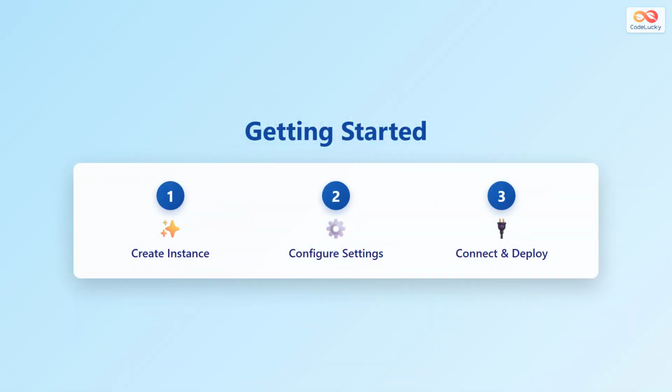Getting started with Cloud SQL is straightforward and involves 3 main steps. First, you create an instance through the Google Cloud Console, choosing your database engine and configuring basic settings like region and machine type. Second, you configure settings such as backup schedules, high availability options, and network access rules to match your requirements. Finally, you connect your applications to the database and deploy your code. Cloud SQL provides connection strings and authentication methods to make this process simple. In the next videos in this series, we'll walk through each of these steps in detail.